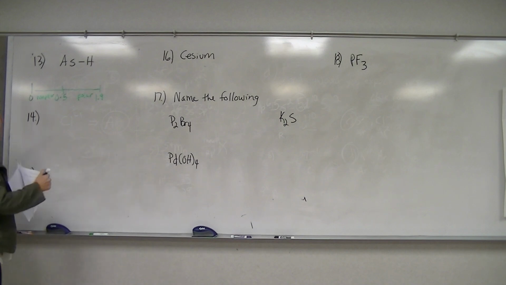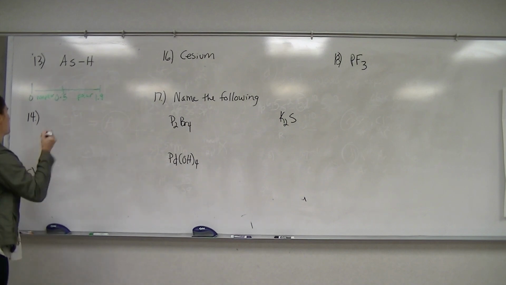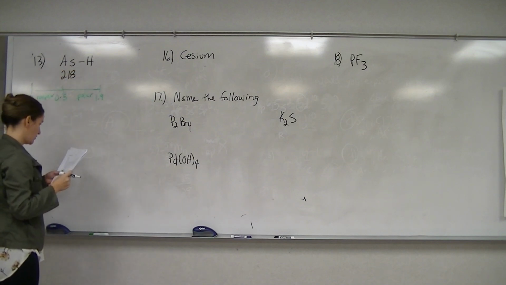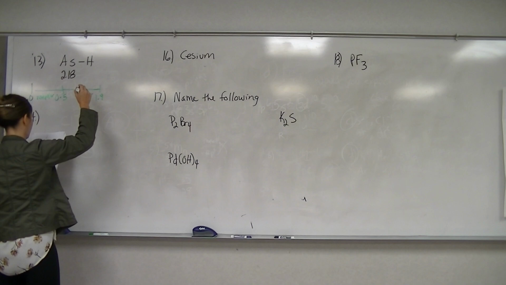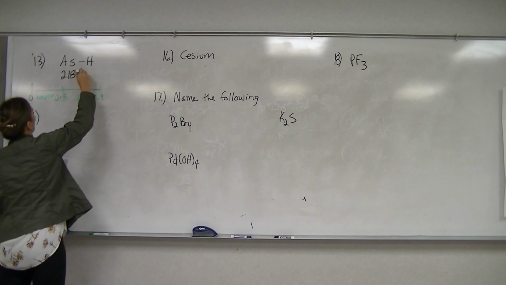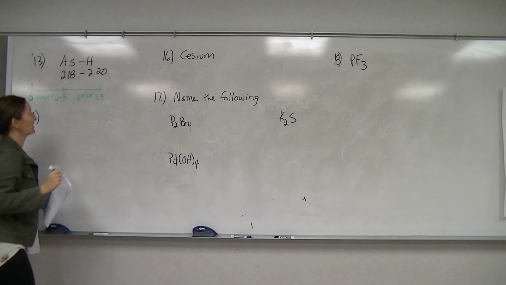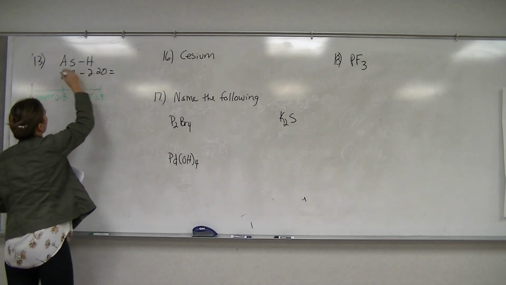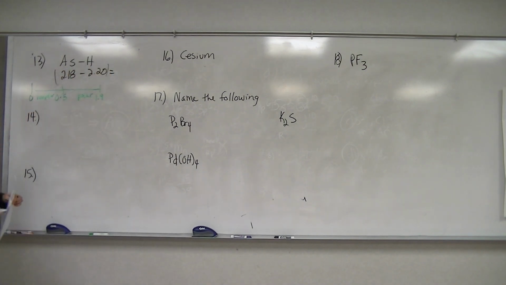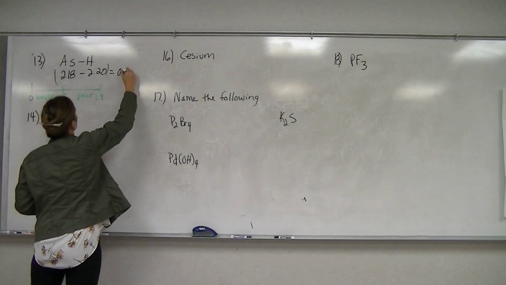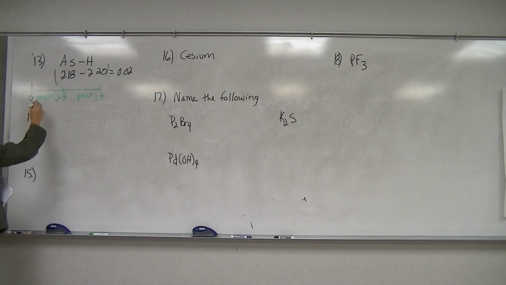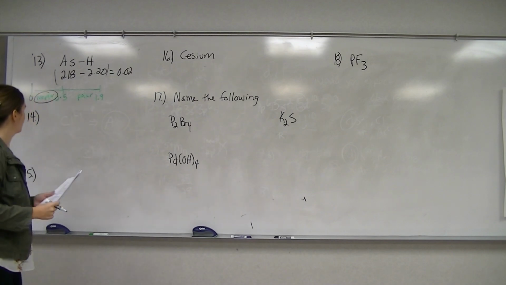So arsenic is 2.18, and then hydrogen is 2.20. So they're very close to each other. They're almost exactly the same. So when I subtract those, remember it's absolute value, so you're not going to get a negative, I would get 0.02. So very small, right? So this is going to be a nonpolar bond because it is less than 0.5.